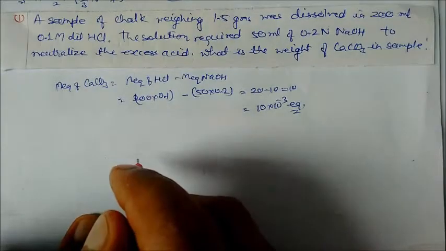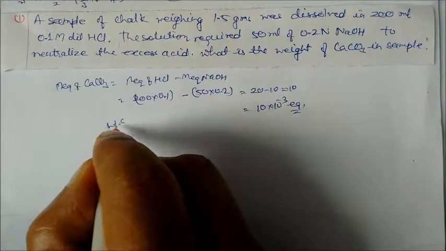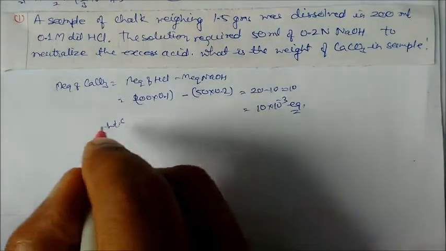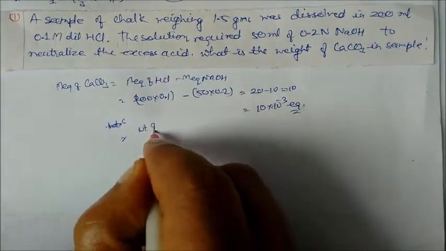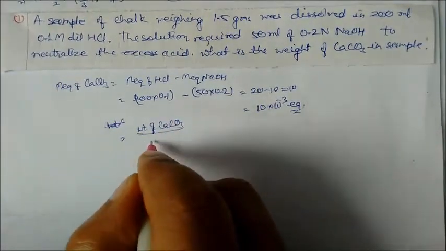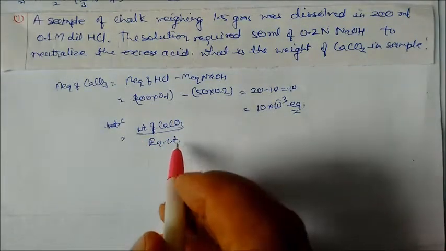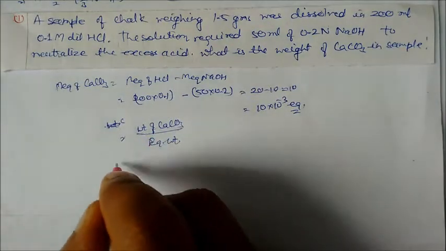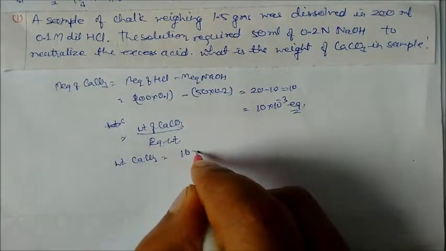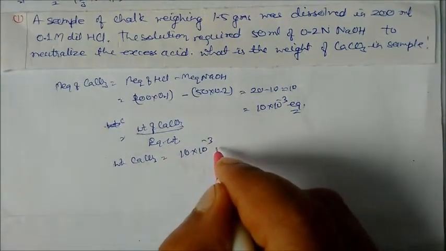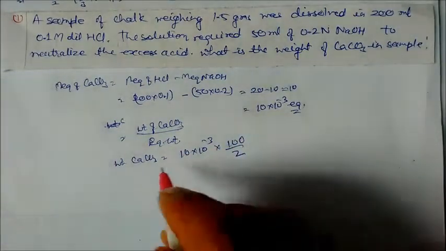Now we have to find the weight. This is the milliequivalent of calcium carbonate, and again the milliequivalent is the weight of calcium carbonate divided by equivalent weight. Equivalent weight is the molar mass divided by the n factor. The n factor is 2 here. So the weight of calcium carbonate is the milliequivalent, 10 into 10 power minus 3, times the equivalent weight, 100 divided by 2.